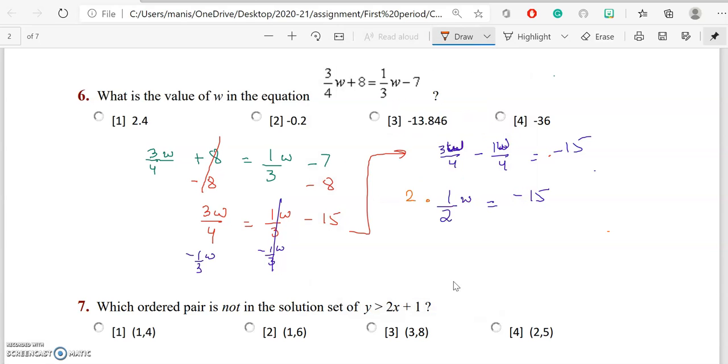So I'll multiply by 2, multiply by 2, this will be cancelled out. I will have w is equal to negative 30, that's my answer. Do you see any answer choice which says negative 30? We don't see it over here.